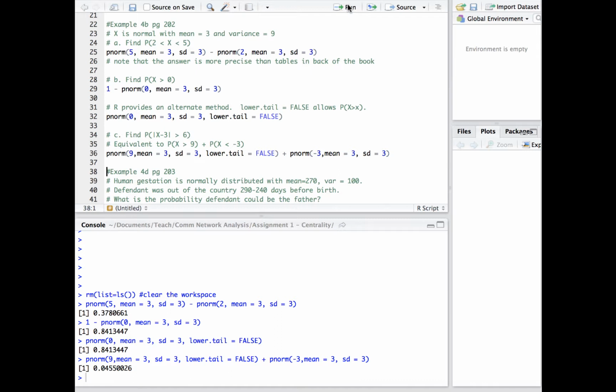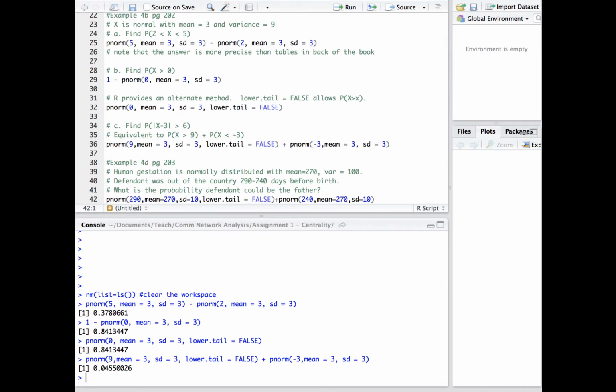Problem example 4d on page 203 of your book says that human gestation is normally distributed with a mean of 270 and a variance of 100. They're talking about a court case where a defendant is facing a paternity suit, and he is saying he was out of the country from 290 days to 240 days before the birth of the child. So what is the probability that the defendant could be the father?